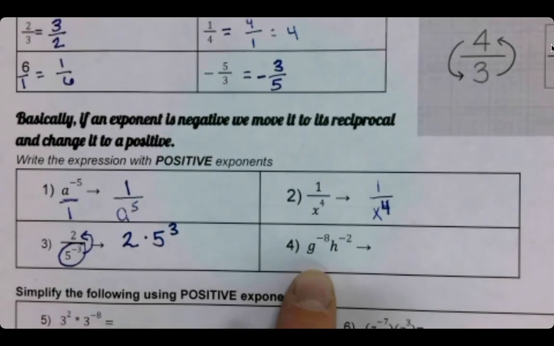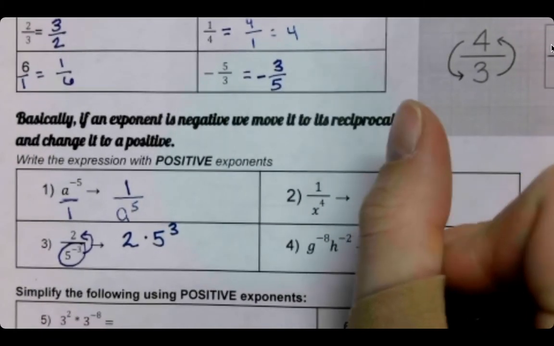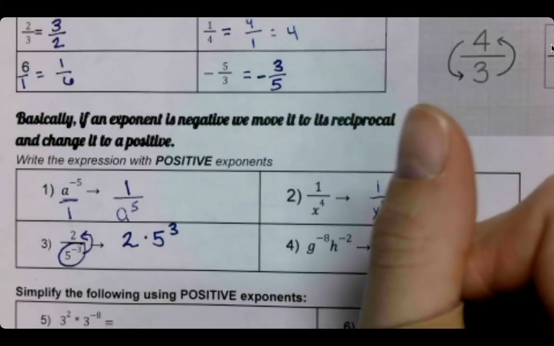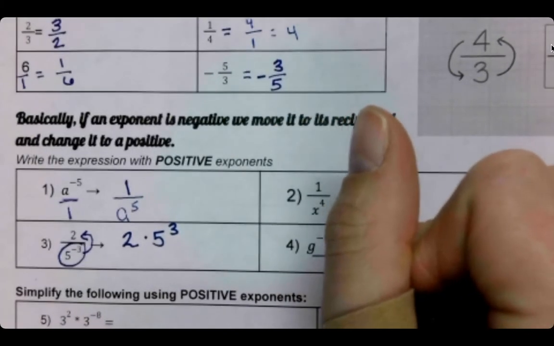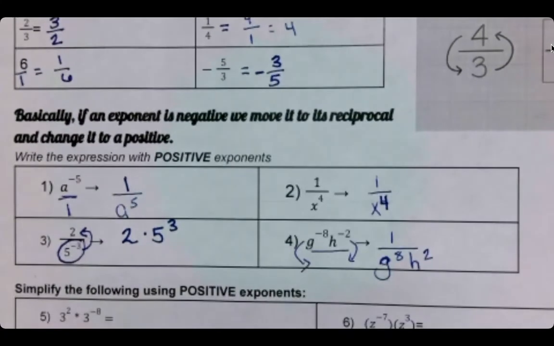Okay? What do you think about this one? Let's take one step at a time. G to the -8. How would that be written? 1/G to the +8. Good. And then the H would also go on the bottom, and it becomes a +2.